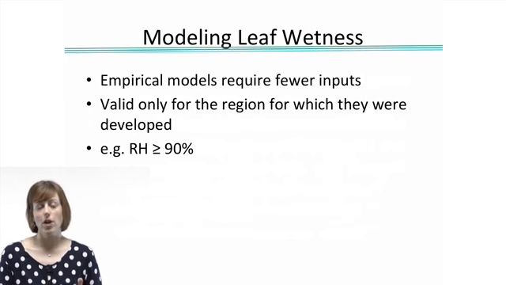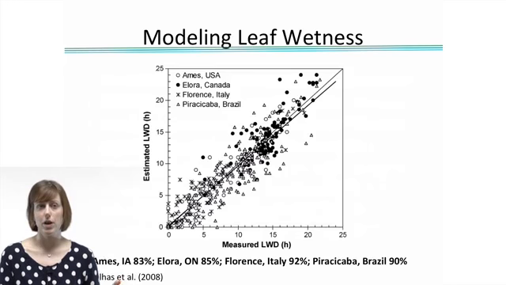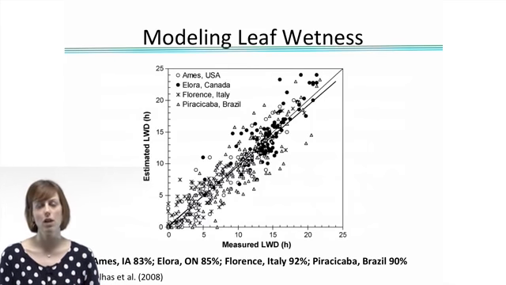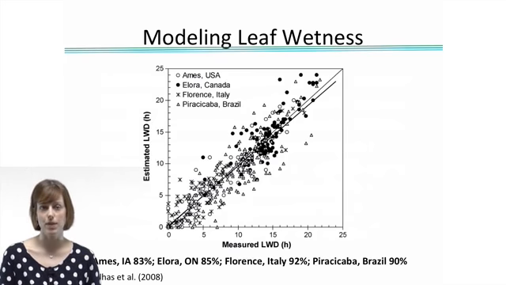A study looked at whether or not this threshold was appropriate for different regions around the world. So it examined a location in Ames, Iowa, so a research station at Iowa State University. It looked at a site in Elora, Canada. Elora is the base for a lot of the field research that happens at the University of Guelph. A site in Florence, Italy, and a site in Brazil, and looked at what the appropriate threshold was at these different locations to determine whether or not it could estimate leaf wetness duration.